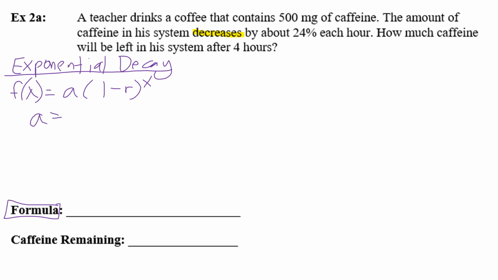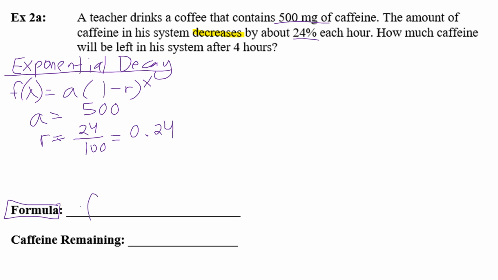A is your initial amount. So we go back to the problem. It says that he started with 500 milligrams of coffee. So we'll put 500 here. R is the rate of decay, which we're told is 24%. So we're going to take the percentage, divide it by 100, and that'll give us 0.24. Now we can go ahead and plug in the formula.